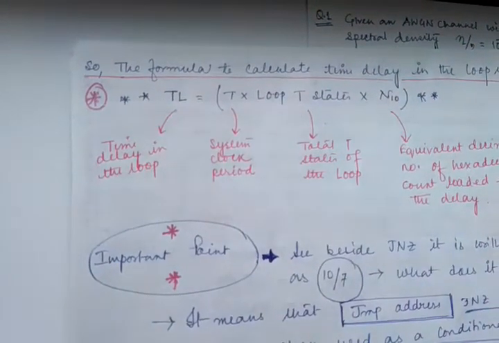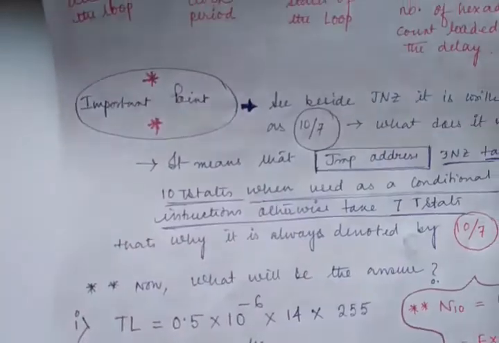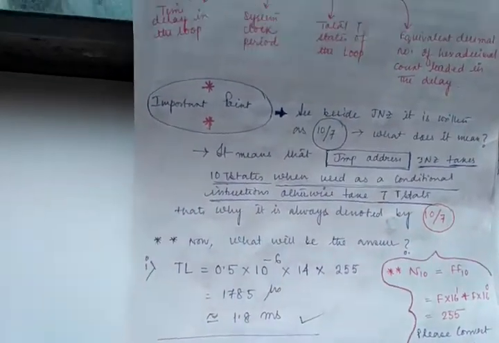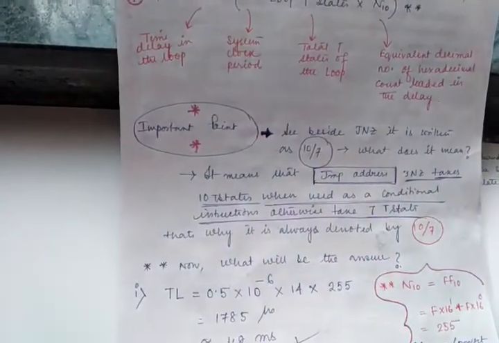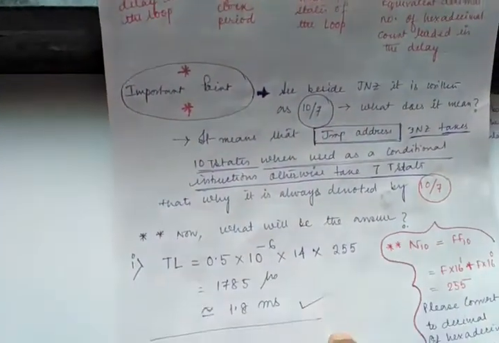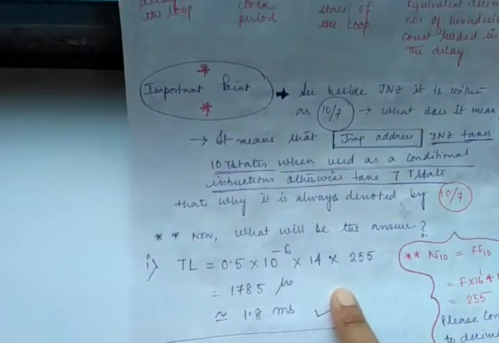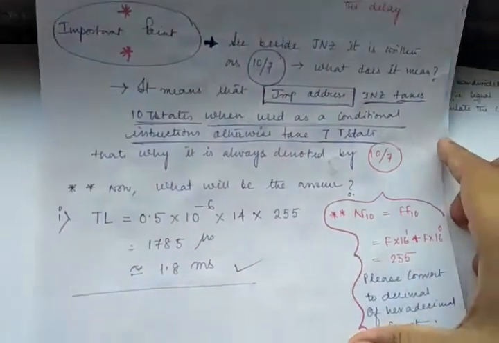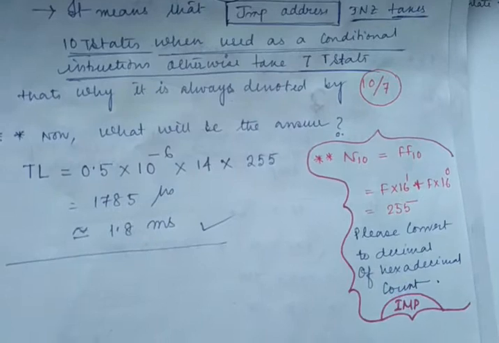Okay, so how can you calculate for that? What will be your answer? This is your T. T means 0.5 microsecond, that we have already calculated. Now loop T states means 14, simply 10 plus 4, and this N10 means the equivalent decimal value.